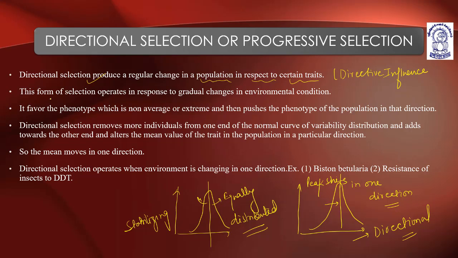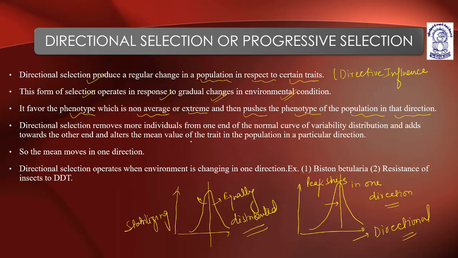Understood? This form of selection operates in response to gradual changes in the environmental condition. Those gradual changes help the survivors adapt in that particular direction, and that is why it is known as directional selection or progressive selection. It favors the phenotype which is non-average, meaning extreme, and then pushes the phenotype of the population in that direction.